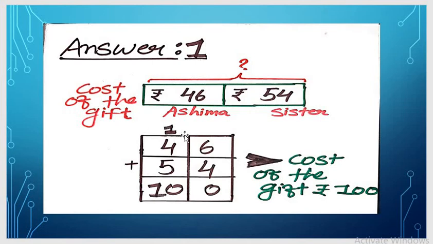Again, I'll repeat. Ashima gave 46 rupees to buy a gift for her mother, and her sister gave 54 rupees. So we have addition, we do both addition, and we find the cost of the gift. So 46 plus 54, the answer is what? 100. The cost of the gift is 100 rupees. Got my point, all students?